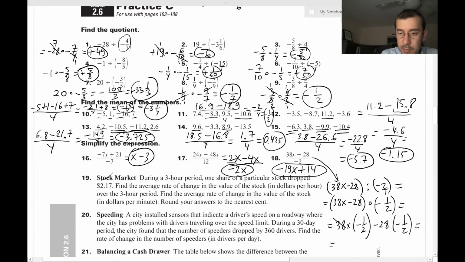38 and 2 cancel out by 2. Here we have 19. So this is minus, because minus and plus is minus. 19 times 1 is 19. Minus times minus is plus. 28 and 2 cancel out by 2. 14. So 14 times 1 is 14. And the x here I forgot. So it's minus 19x plus 14. That's what we got. Okay.